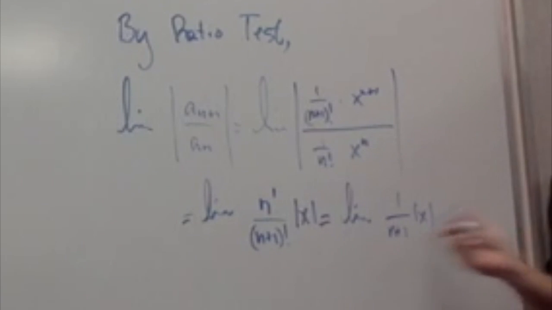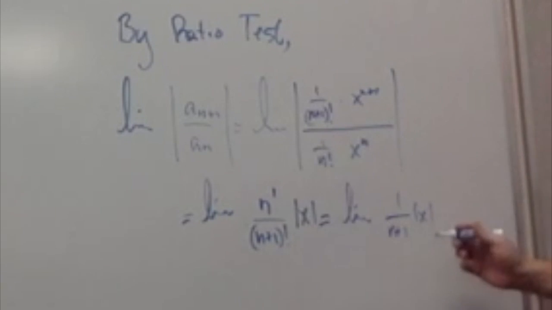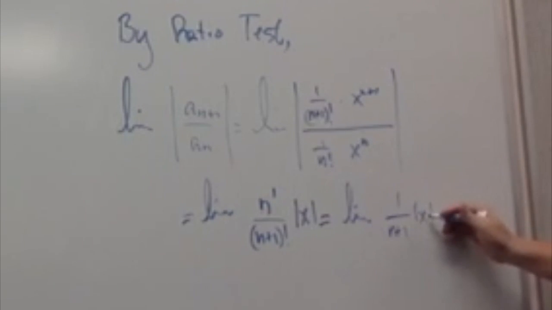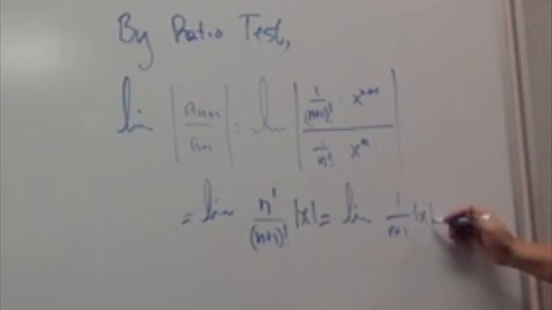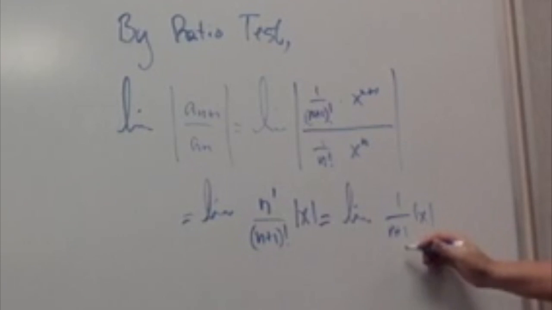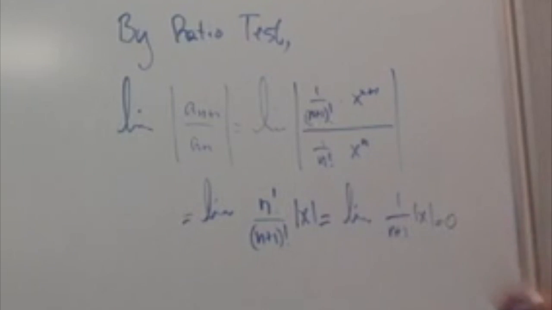What if x equals 2? All real numbers, right? So no matter what x is, just think of x as a constant. As n gets huge, even if x was huge, still it'll eventually get small. That limit is 0, and 0 is less than 1. And that's for all x.